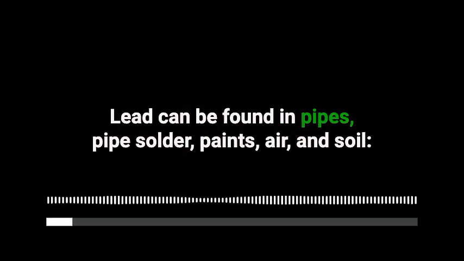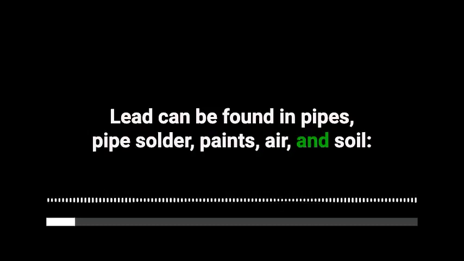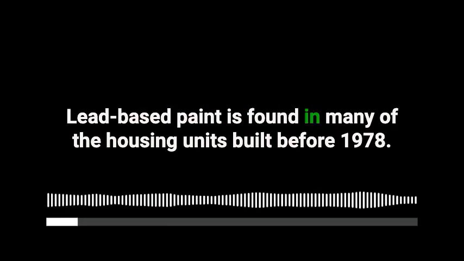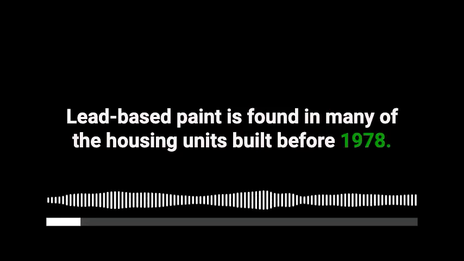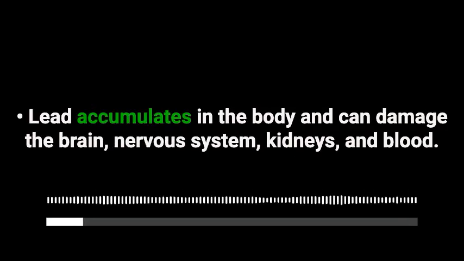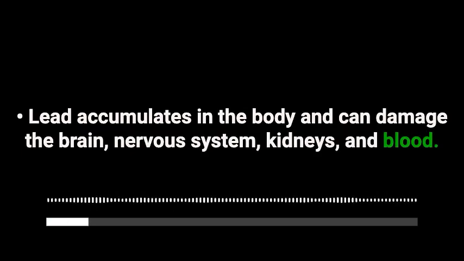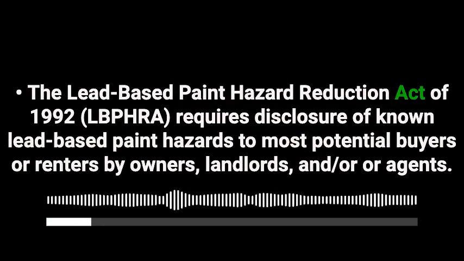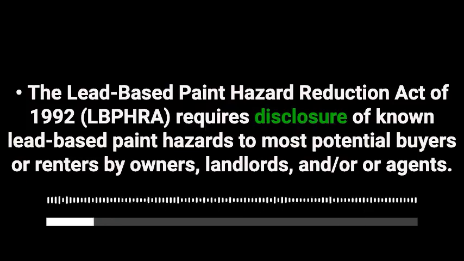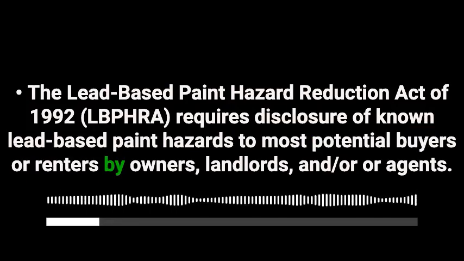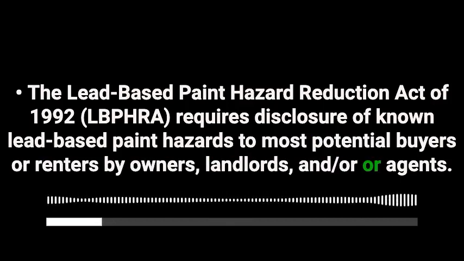Lead can be found in pipes, pipe solder, paints, air, and soil. Lead-based paint is found in many of the housing units built before 1978. Lead accumulates in the body and can damage the brain, nervous system, kidneys, and blood. The Lead-Based Paint Hazard Reduction Act of 1992 requires disclosure of known lead-based paint hazards to most potential buyers or renters by owners, landlords, and/or agents.